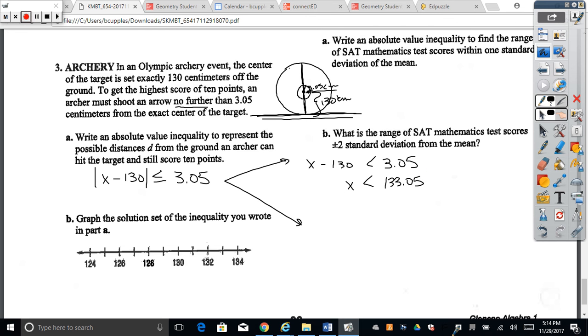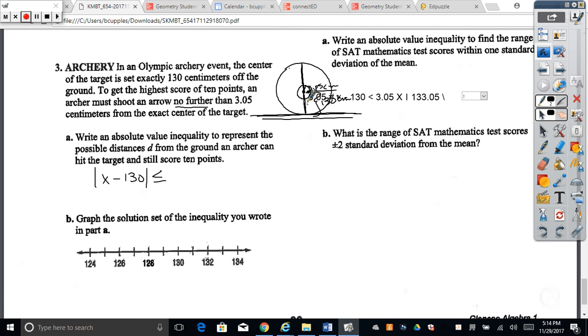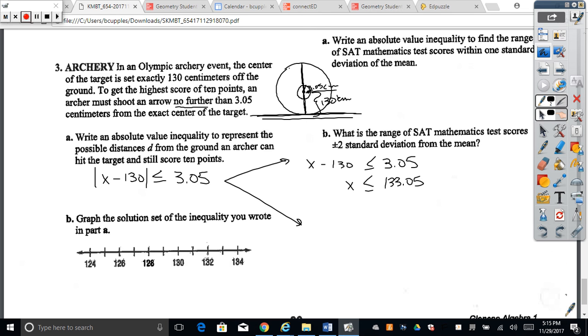the greatest distance I can be from the ground, I should add the or equal to, is 133.05 centimeters. So from here, up 130, and then from there up another 3.05. That's how we get the 133.05.